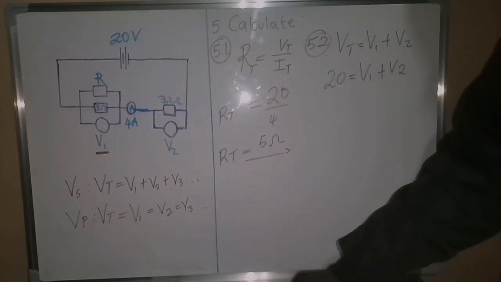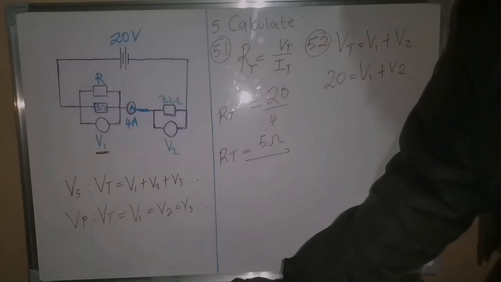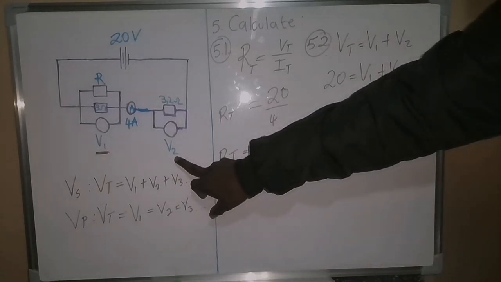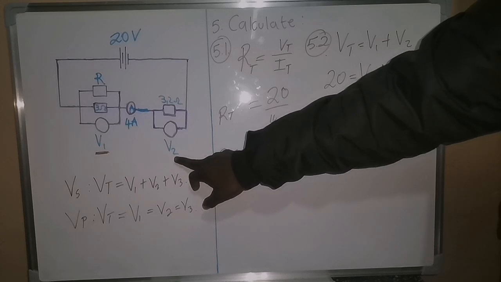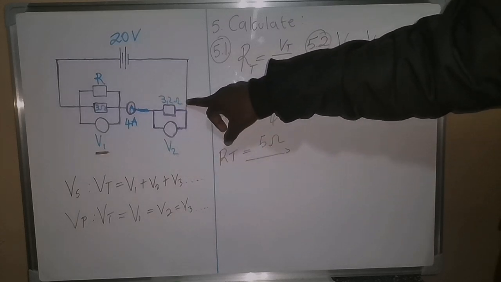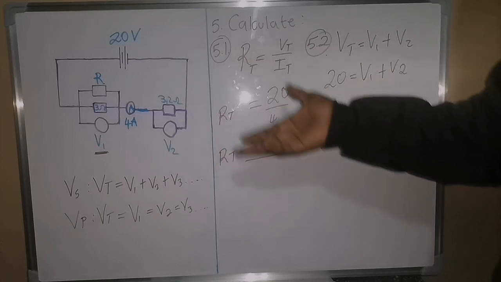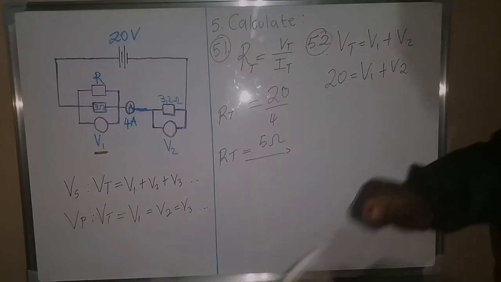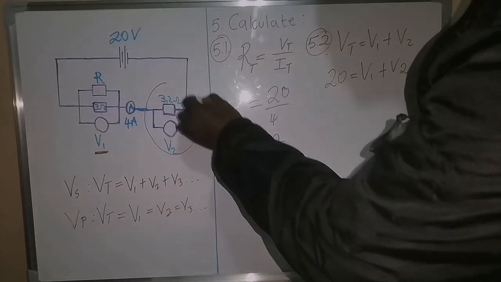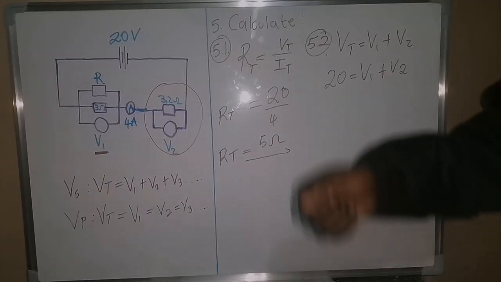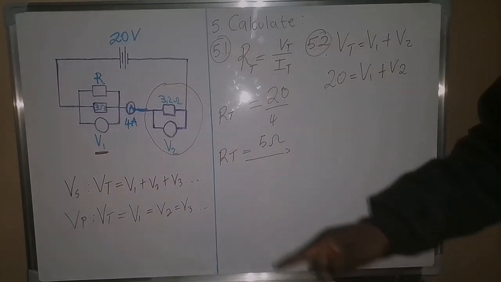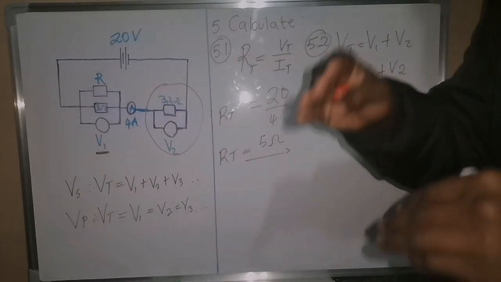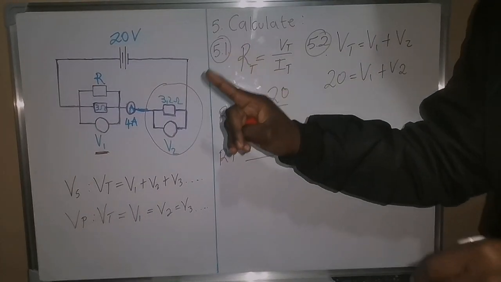Let us find V2. Can we find V2, guys? If yes, please do it. Here's our V2, and V2 has got the resistance, which is 3.2 ohm. But remember, in series, this block experiences the total or the maximum current, because they are not on top of one another. We don't have resistors that are on top of one another. We only have one resistor that is in series.